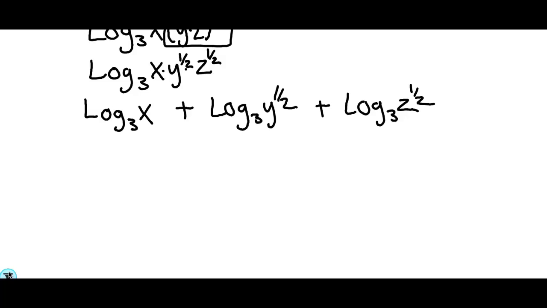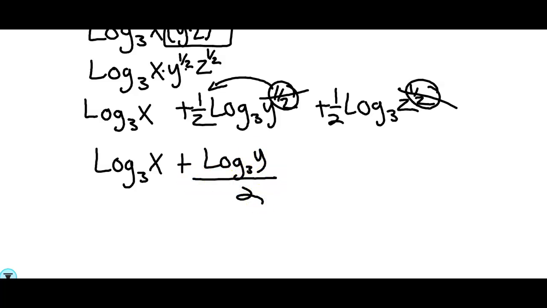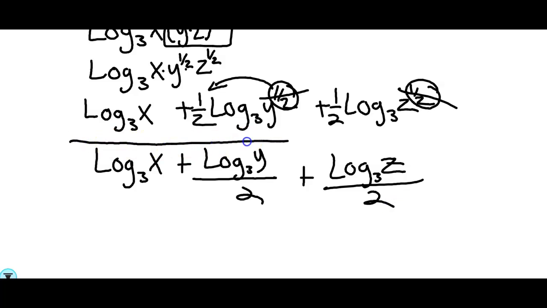Now, using rule 3, I can throw that to the front, right? Same thing here. But on your test, it's not going to be written like that, right? It's going to be written like this. Log base 3 of y over 2 plus log base 3 of z over 2. And that would be the final answer there.